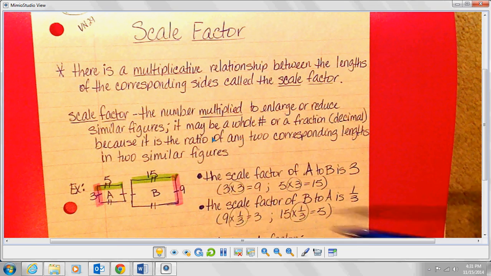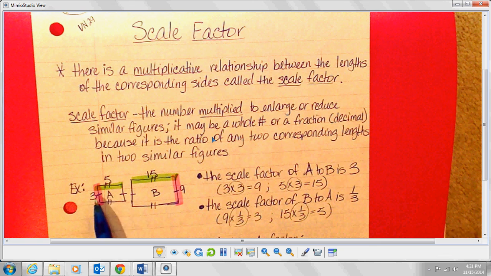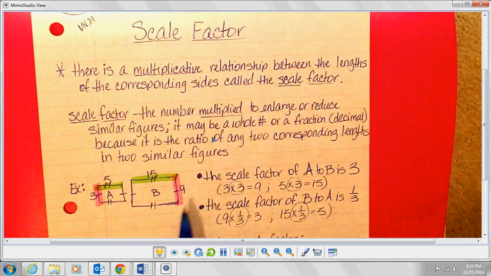Now, the second part says the scale factor of B to A is 1/3. That means if I go from B to A over here, I'm going from larger to smaller. So you would think of that as 15 divided by 3 is 5. Remember, dividing by 3 is the same as multiplying by 1/3. Just as 9 divided by 3 is 3. So dividing by 3 again is the same as multiplying by 1/3. And since scale factor has to be a multiplicative relationship, that's why we've got to multiply by the fraction.